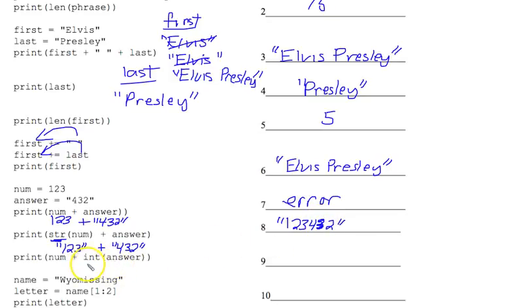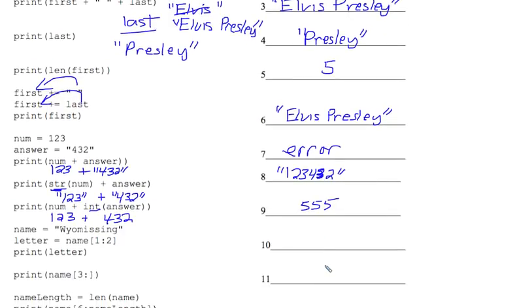Okay, number 9. It's kind of the opposite of number 8. We're taking answer "432" and the int function rips off the double quotes, changing it into the actual number 432. So we have the actual number 123 being mathematically added to 432, and that simplifies to 555.